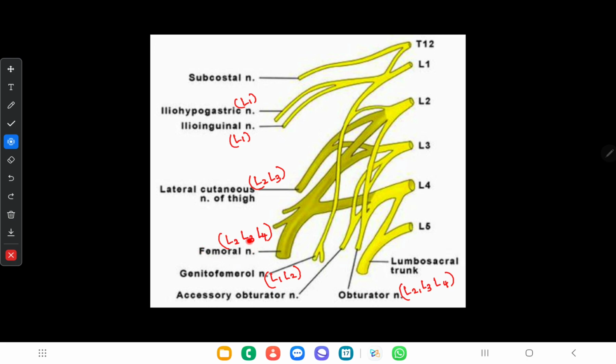Then you have the femoral nerve here. You can see it is a large nerve, with branches coming from the L2 nerve root, L3 nerve root, then L4. Here this is the genitofemoral nerve. You can see it is formed by L1 and L2. Then the obturator nerve. It is also formed by L2, L3 and L4. The femoral nerve and obturator nerve are the principal branches of the lumbar plexus.